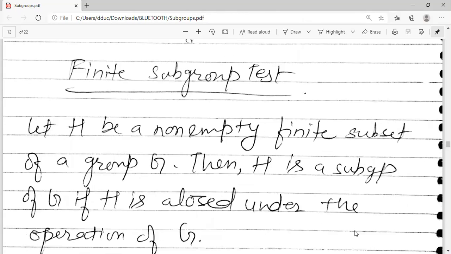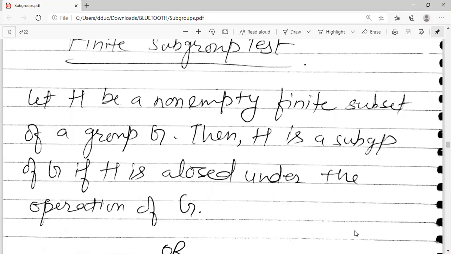Now, the finite subgroup test. This is another test to check whether a subset is a subgroup or not. Let H be a non-empty finite subset of a group G. So here we are taking a non-empty finite subset of a group G. In the one-step subgroup test and the two-step subgroup test, it was not given that the subset is finite or not.